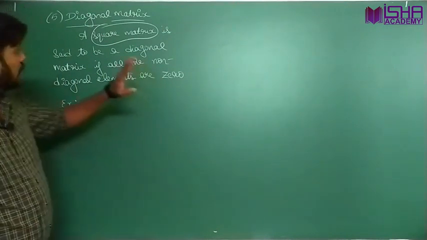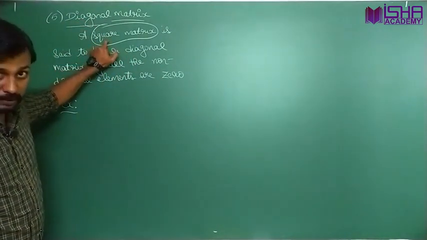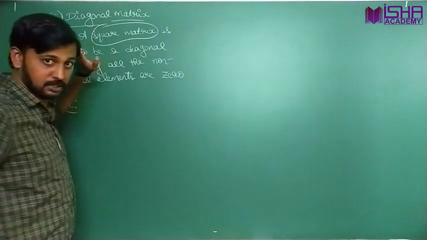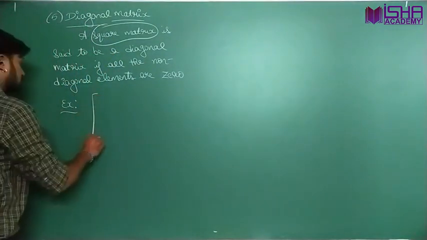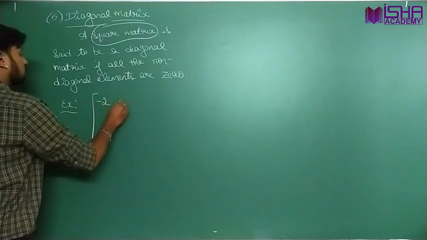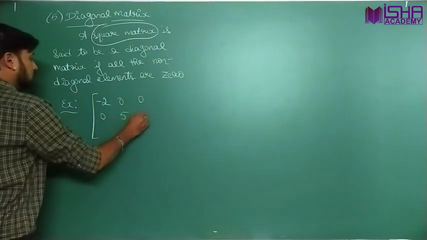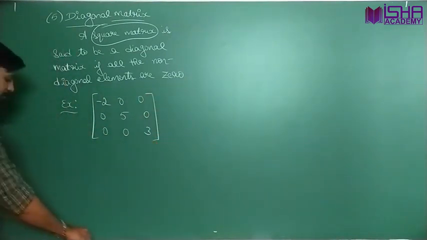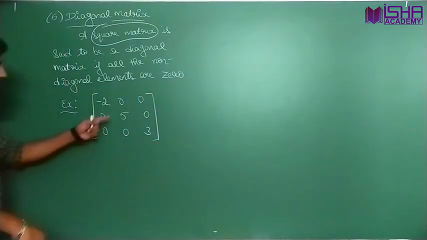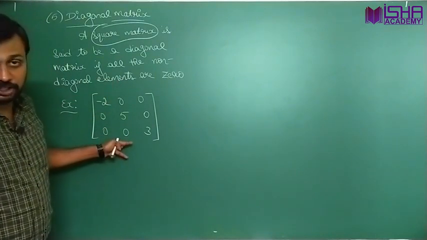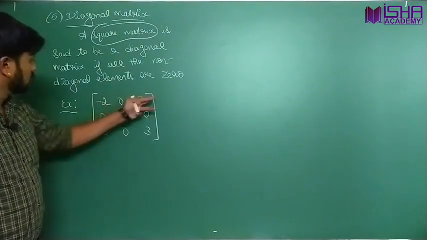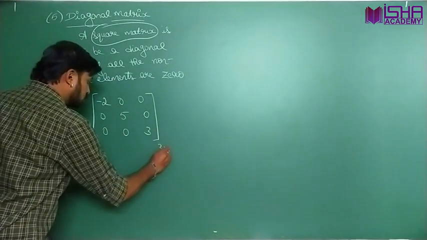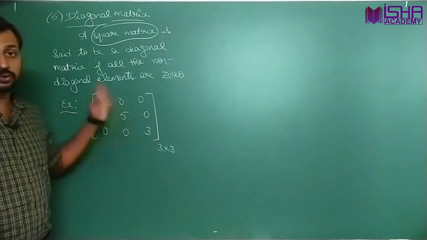First of all, a diagonal matrix should be a square matrix. Square matrix means the number of rows should be equal to the number of columns. So now, this is an example for a diagonal matrix. Why? Because this is a square matrix. What is the order? 3 rows, 3 columns. So the order is 3 cross 3. So obviously it is a square matrix.